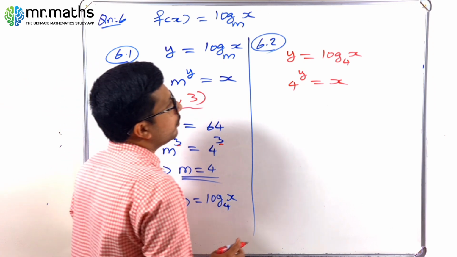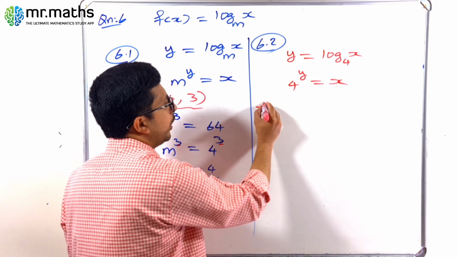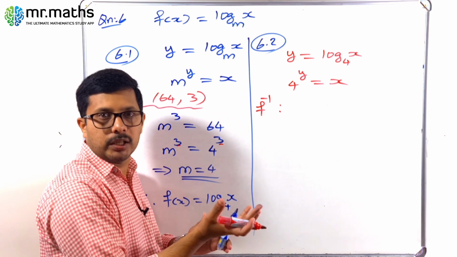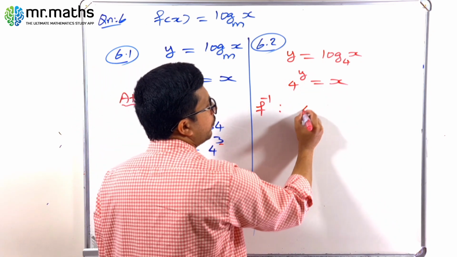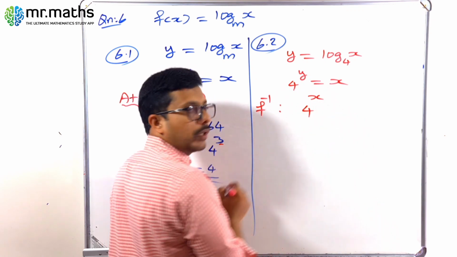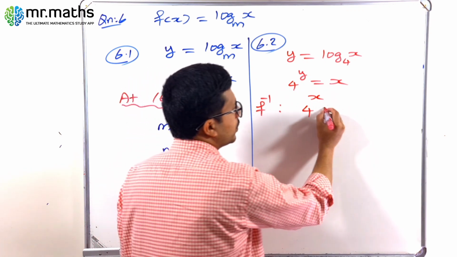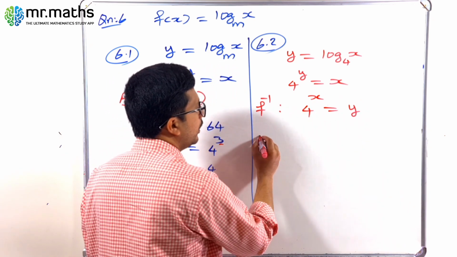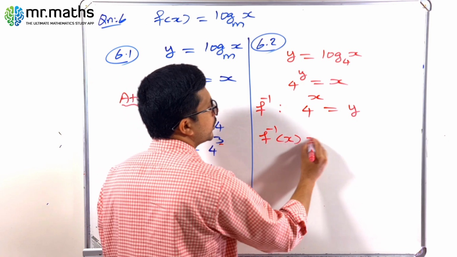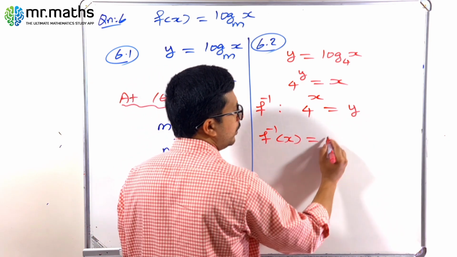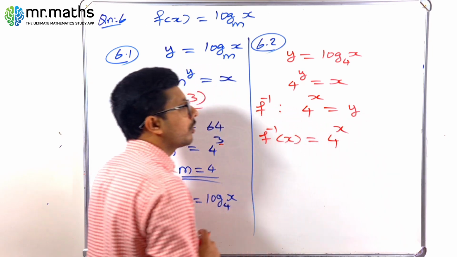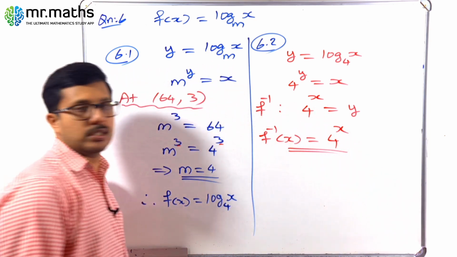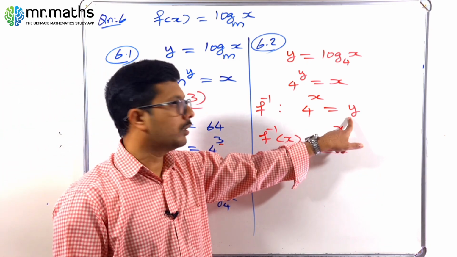Now to find f inverse, what are we supposed to do? We have to swap x and y. Am I right? So look at how I am going to write: 4 raised to y, I swap x and y, so 4 raised to x is equal to y. So it means that y is equal to 4 raised to x, and that is the equation of f inverse of x. Y is the same as f inverse of x.